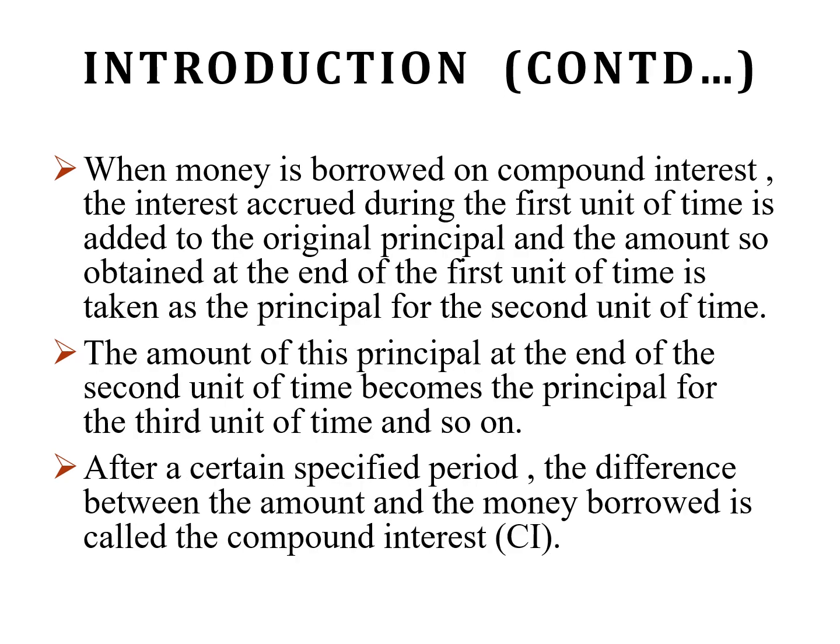In this slide, continuation part of the introduction. When money is borrowed on compound interest, the interest accrued during the first unit of time is added to the original principal, and the amount so obtained at the end of the first unit of time is taken as the principal for the second unit of time. The amount of this principal at the end of the second unit of time becomes the principal for the third unit of time, and so on. After a certain specified period, the difference between the amount and the money borrowed is called the compound interest.